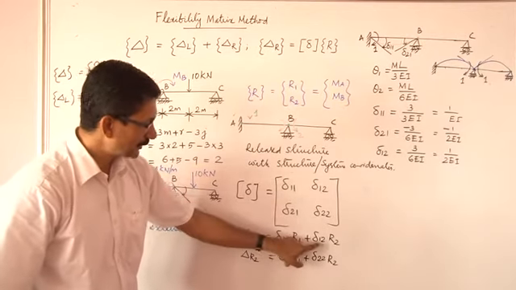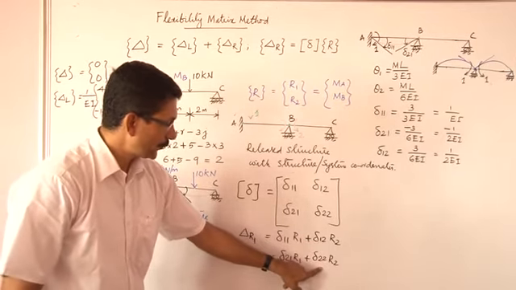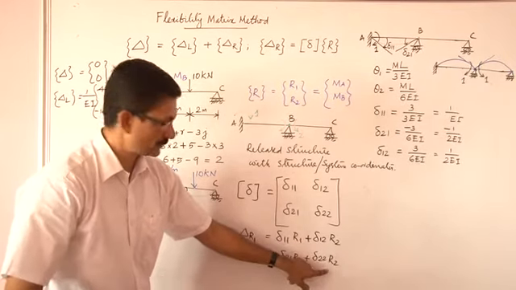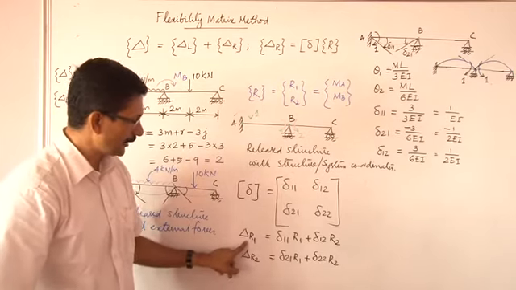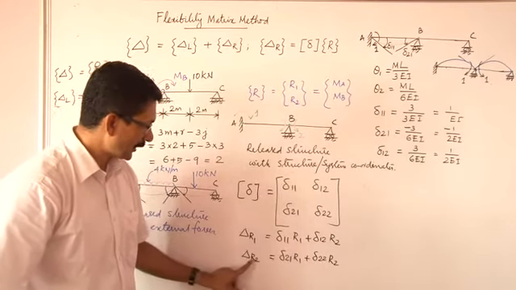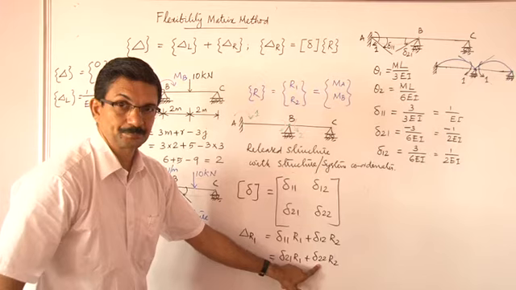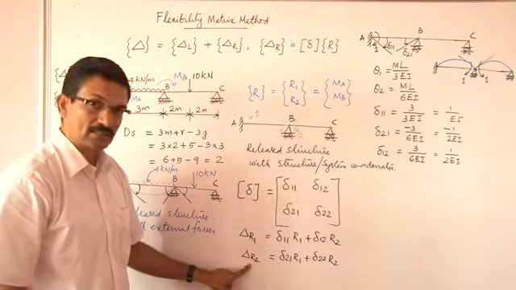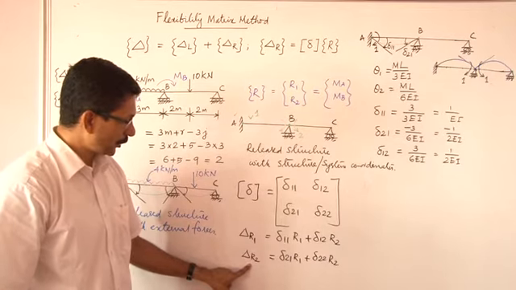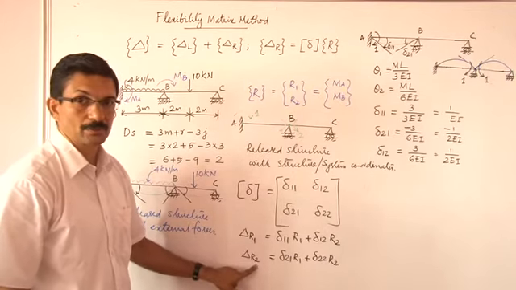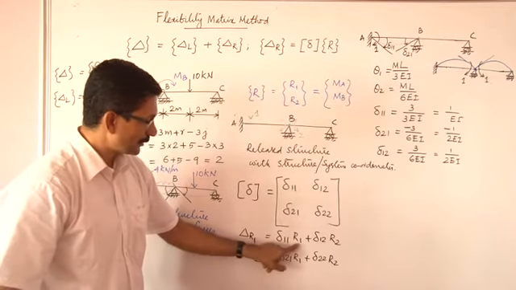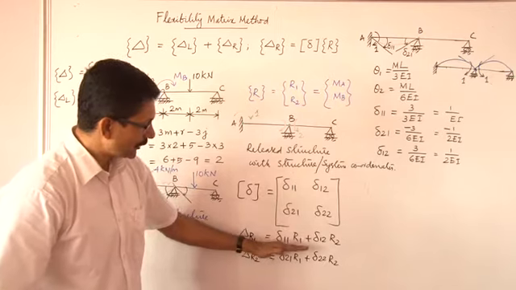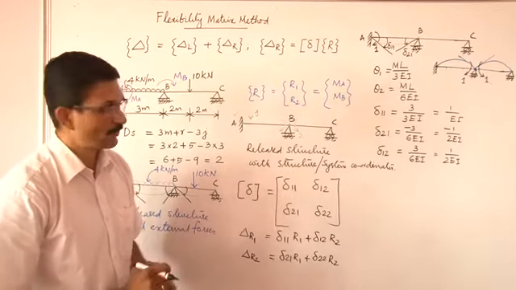To find out delta 12 and delta 22, we can set the values of R1 to 0 and R2 to 1 so that delta R1 then will be equal to delta 12 and delta R2 will be equal to delta 22. And let us recollect, delta R1 and delta R2 are the displacements corresponding to coordinates 1 and 2 due to the application of the forces R1 and R2. Fine. Now we are going to develop these matrix coefficients one by one.